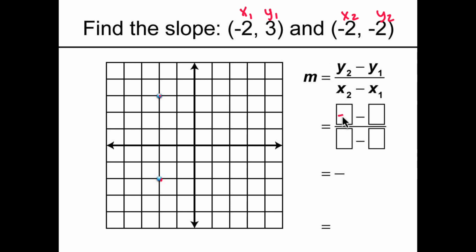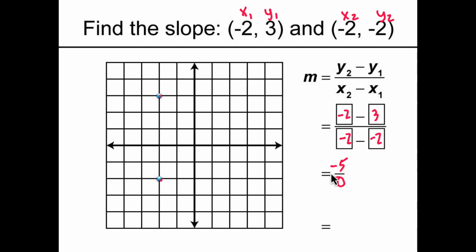y2 goes here, -2. y1 goes here, 3. x2 goes here, -2. And x1 goes here, -2. Simplify the numerator and denominator. -2 minus 3 is -5. -2 minus -2 is 0.